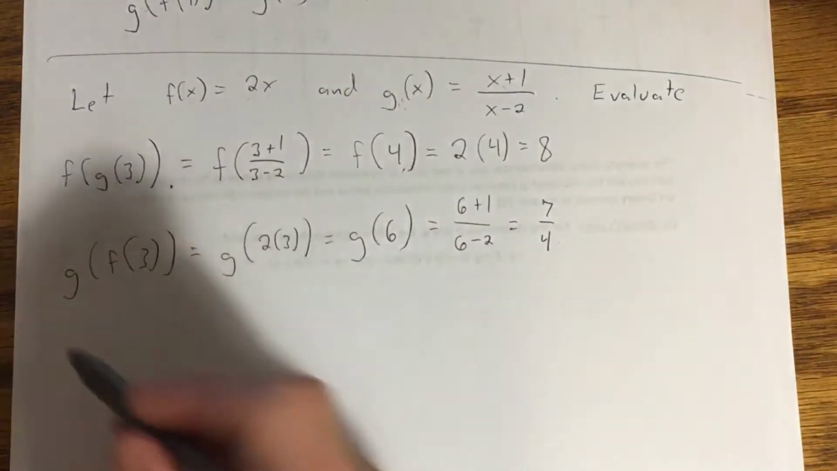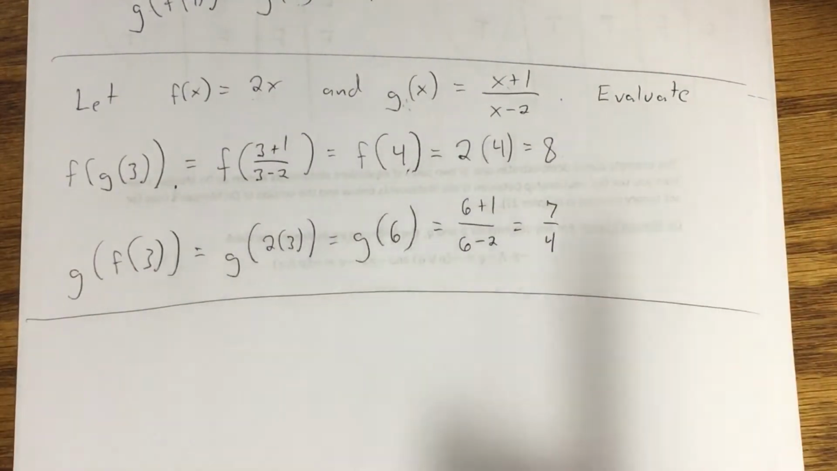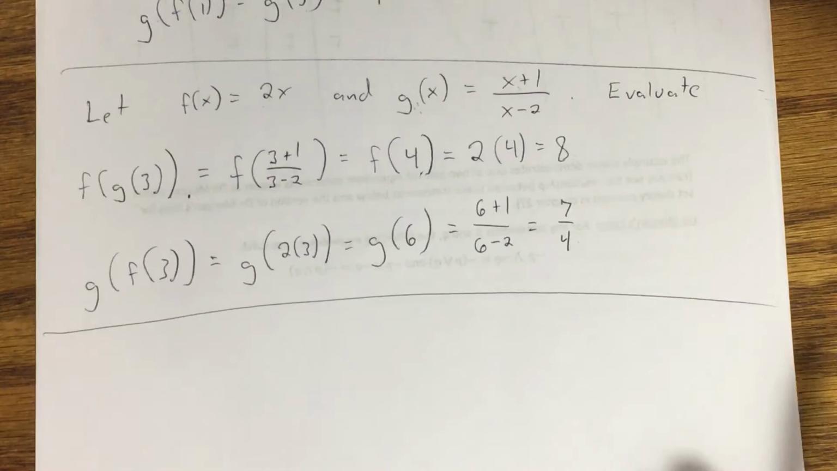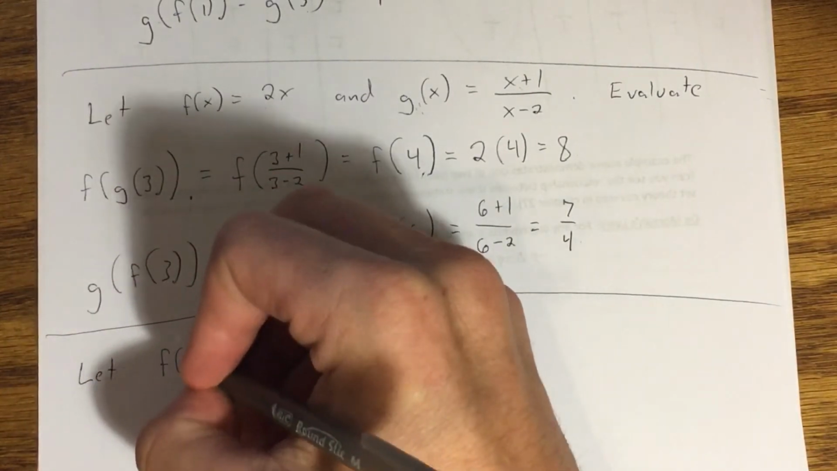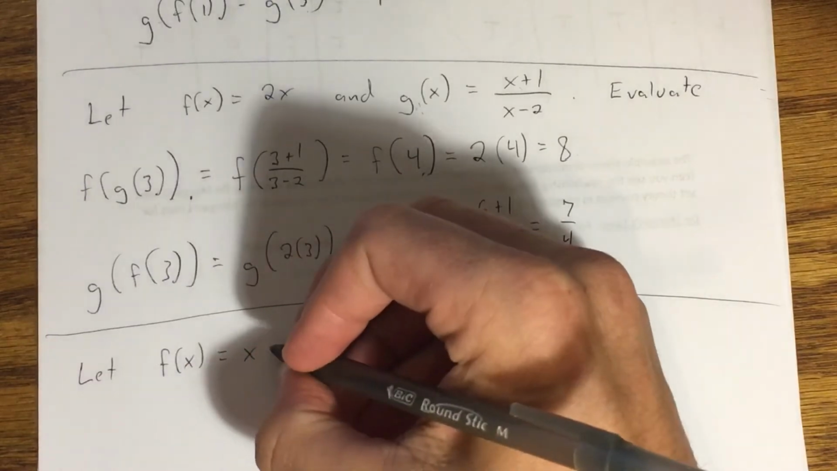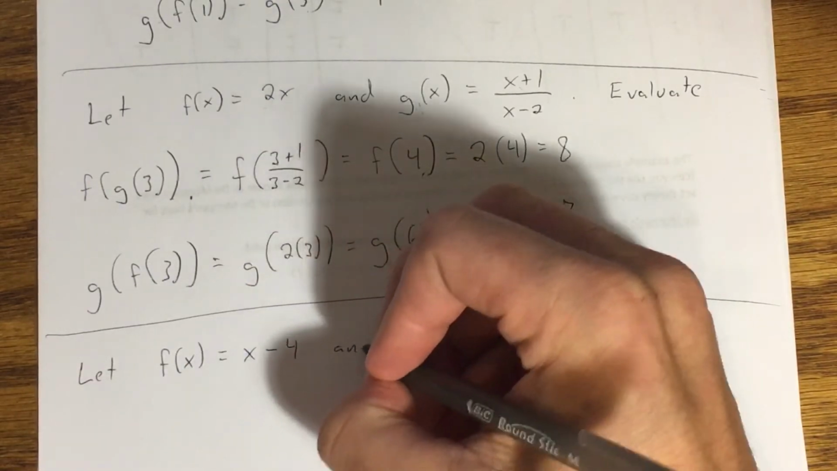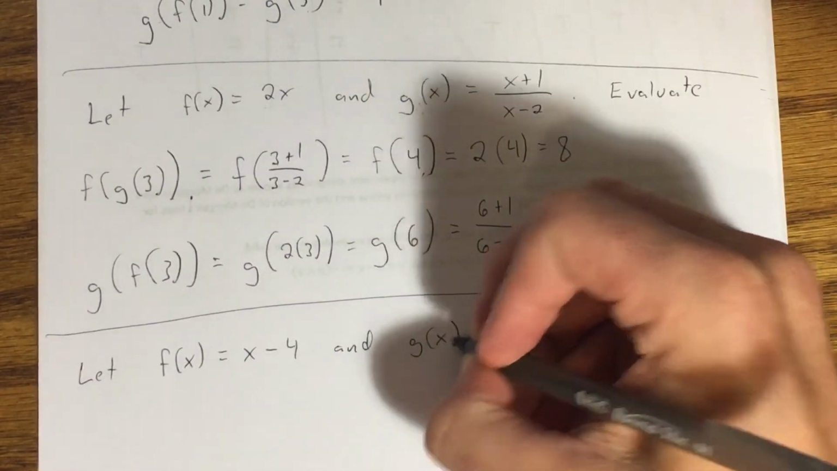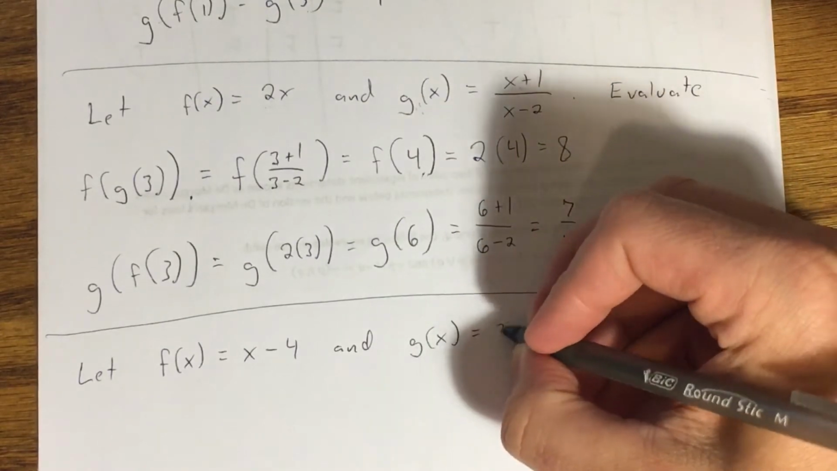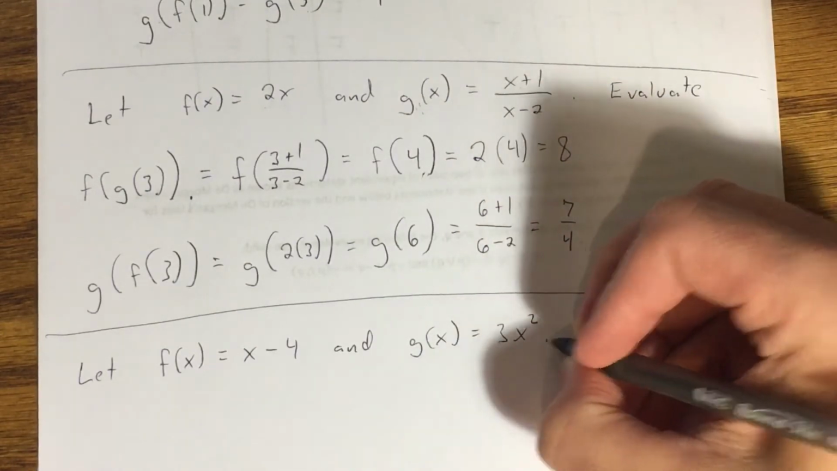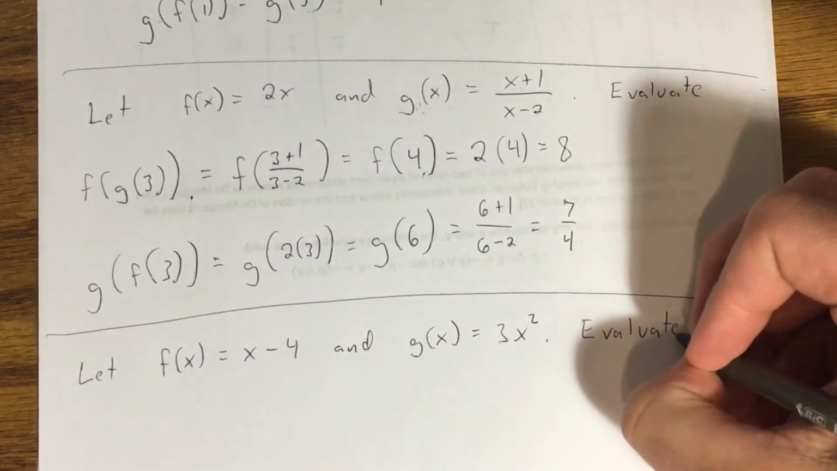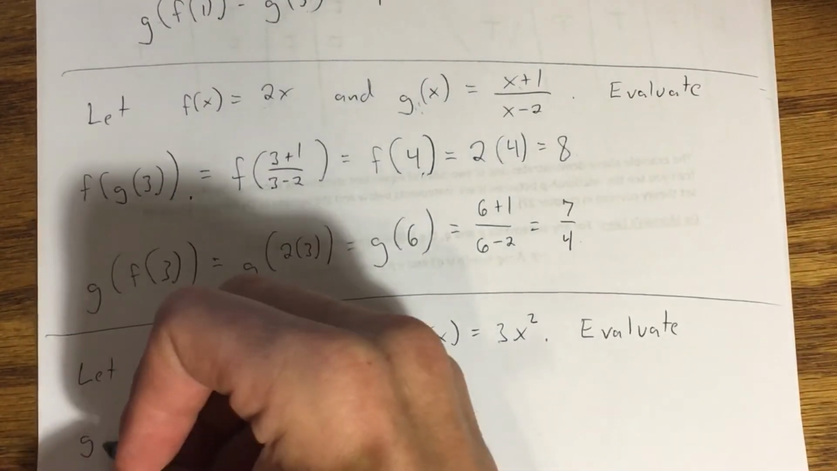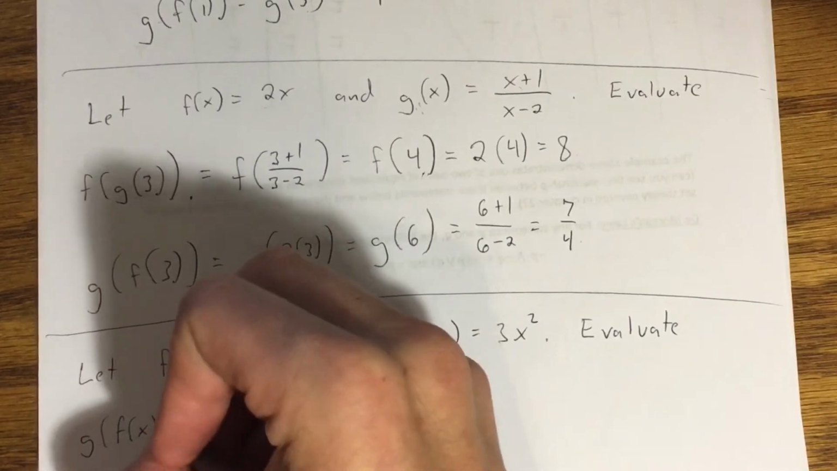All right, so the next thing I want to do is think about what would happen if I don't plug in a specific number, but if I leave things in terms of x. So this time, let's let f of x equal x minus 4, and g of x is going to equal 3x squared. Evaluate, let's say, g of f of x.